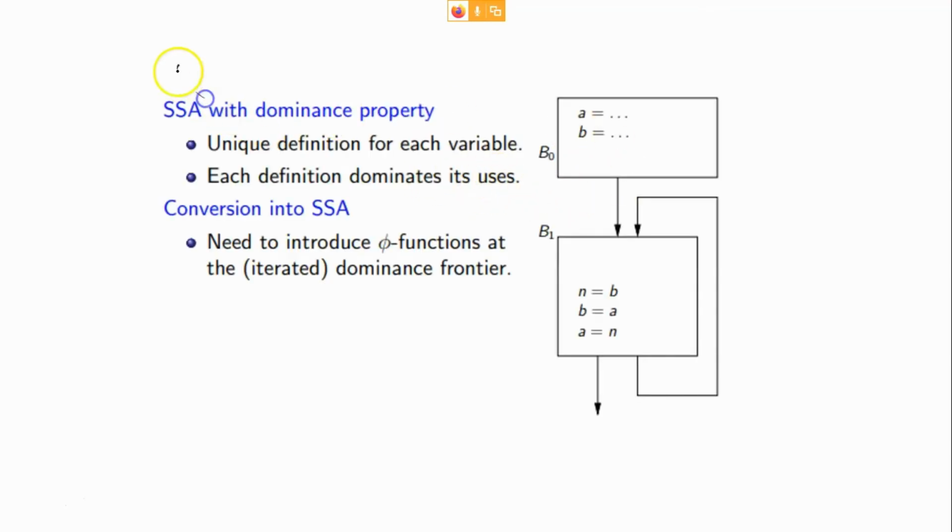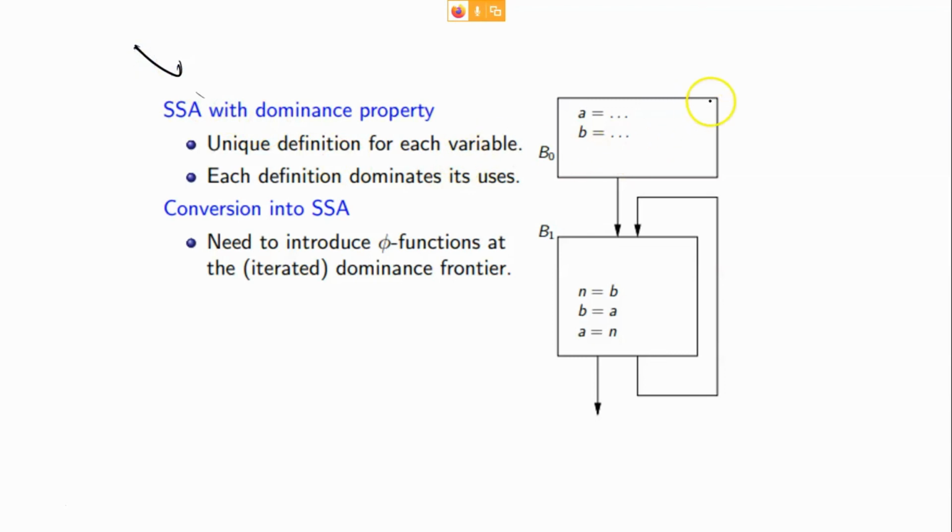Now, so far we have only seen SSA form for expressions. Now if you have loops, then how can you convert it? Let's take an example. Let's assume this.